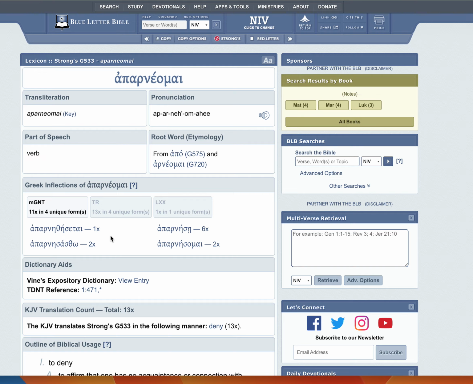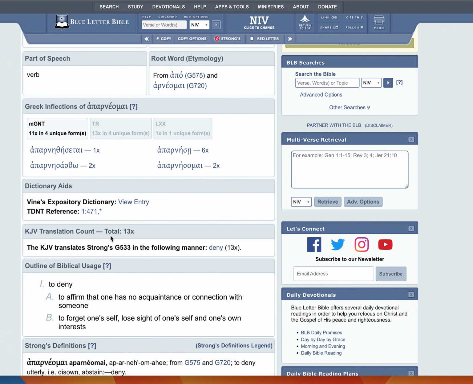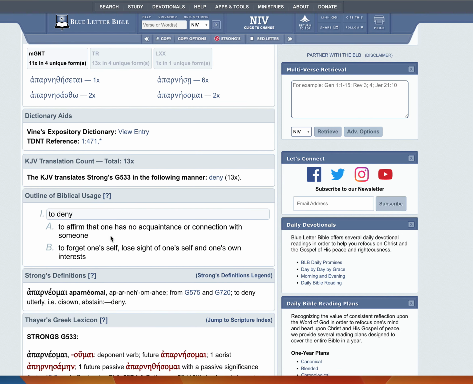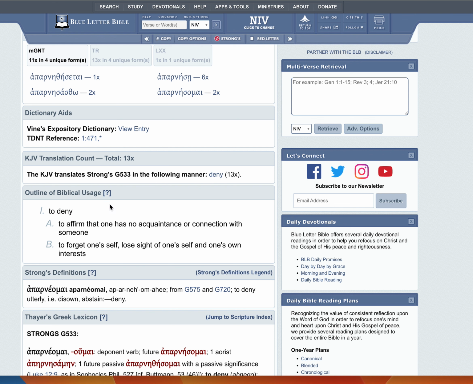And this will give us a lot of information here, but the next thing after you define it, you want to see how maybe a Bible dictionary defines it. So this gives you some. It says to affirm that one has no acquaintance or connection with someone, or to forget oneself and lose sight of oneself, one's own interest. So you have another take on denying, that you lose sight of yourself and your own interest. So denying yourself, you lose sight of yourself.